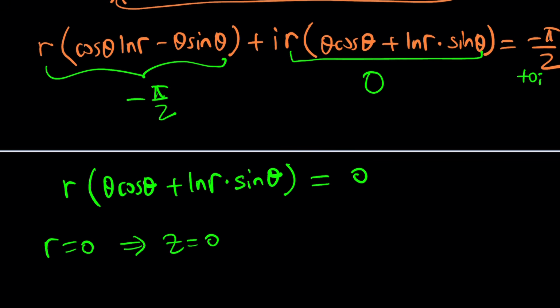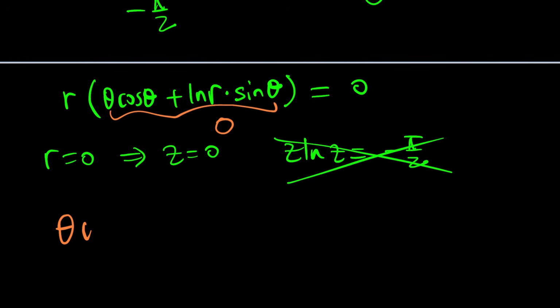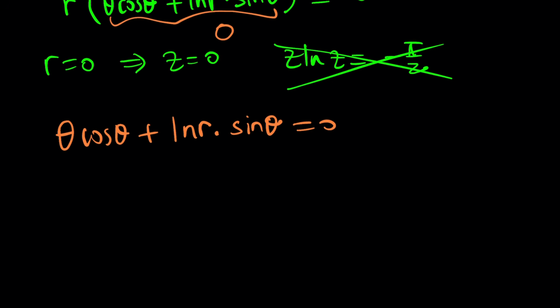So you don't want that, because obviously it doesn't satisfy this equation, and ln z is not defined for z equals 0. It is defined for negative numbers, but not for 0. Okay, that's the only problem. So then we can safely say that this thing should equal 0. Good. We made some progress, hopefully. Theta cosine theta plus ln r multiplied by sine theta equals 0. And yes, it's still somewhat messy, but if you kind of think about it, maybe you'll come up with something.